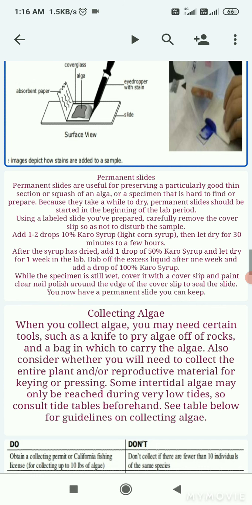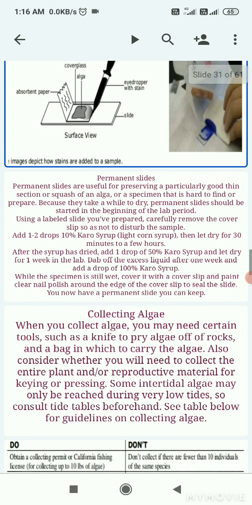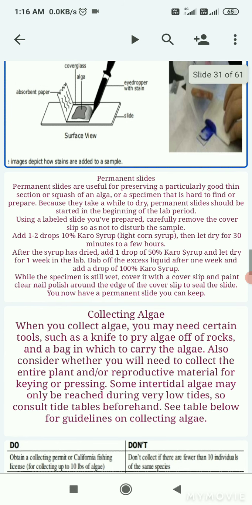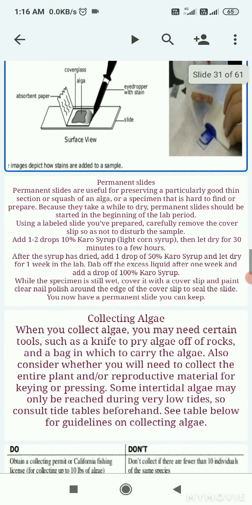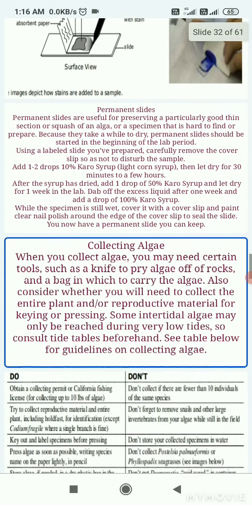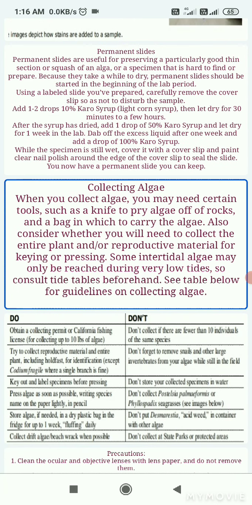While the specimen is still wet, cover it with the cover slip and paint clear nail polish around all the edges of the cover slip to seal all sides of the cover slip. Now we have a permanent slide and that can be kept in a cupboard. So this is the most important procedure for making a permanent slide, that is sectioning, staining and mounting.